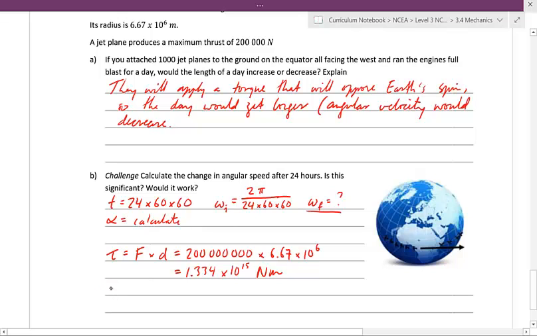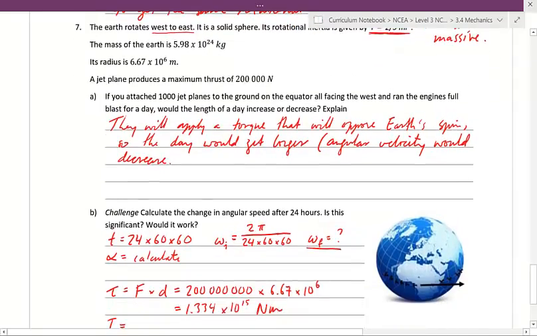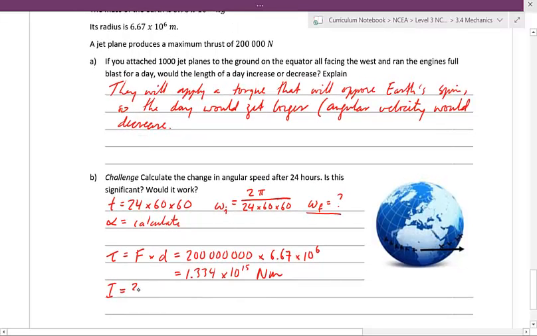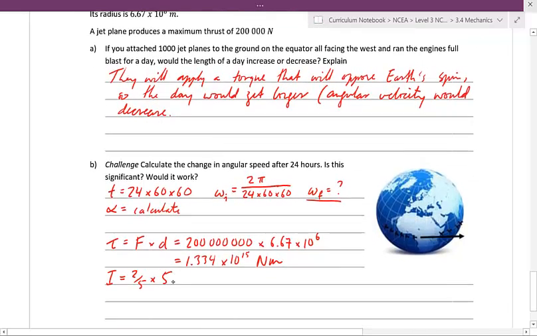And then we know tau should be equal to I alpha. So let's find I first. We were given an equation for I up here, 2/5 m r squared. So 2 over 5 times, we were given the mass is 5.98 times 10 to the 24, times r squared, which was 6.67 times 10 to the 6 squared.